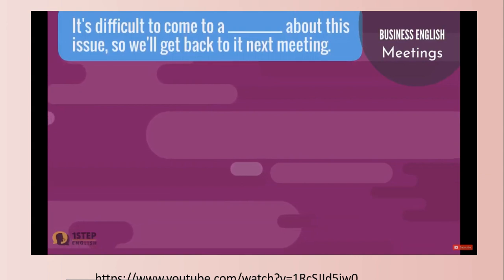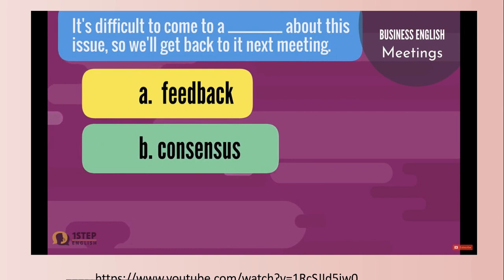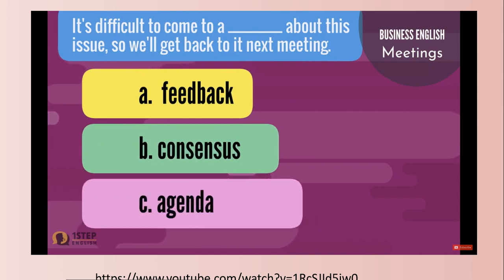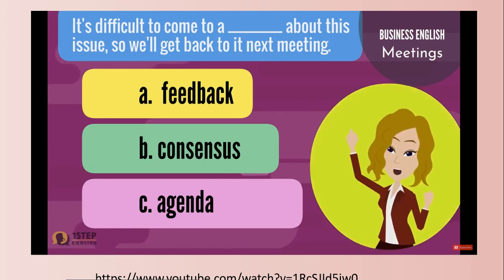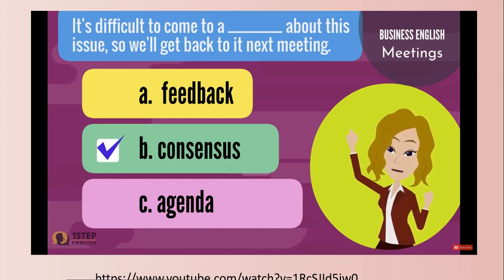It's difficult to come to a consensus about this issue, so we'll get back to it next meeting. Letter A. Feedback. Letter B. Consensus. Letter C. Agenda. The correct answer is letter B. Consensus. It's difficult to come to a consensus about this issue, so we'll get back to it next meeting.